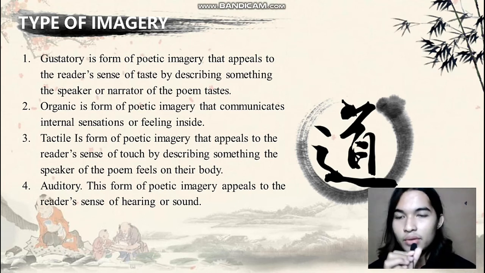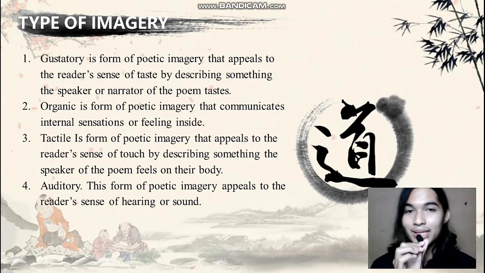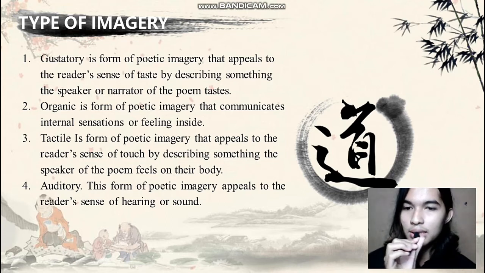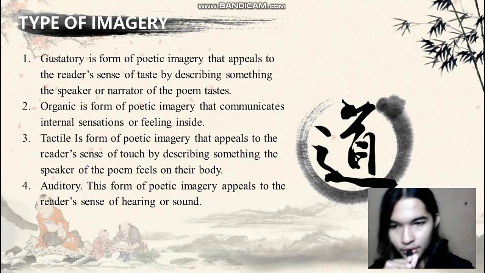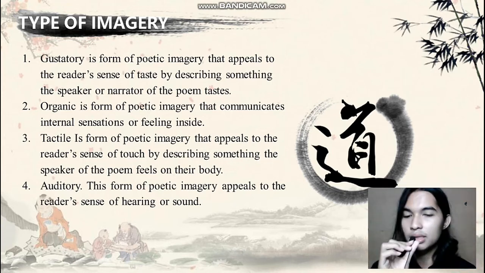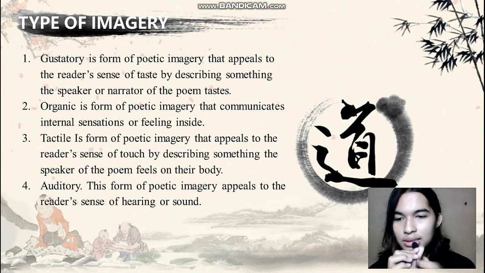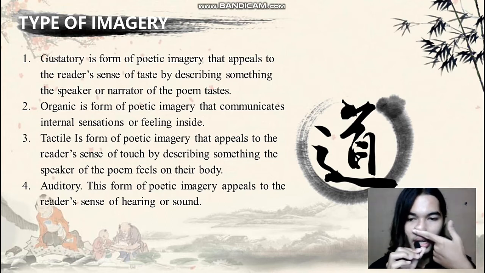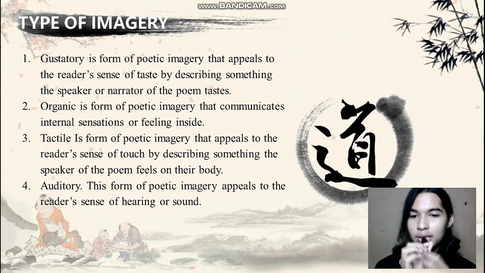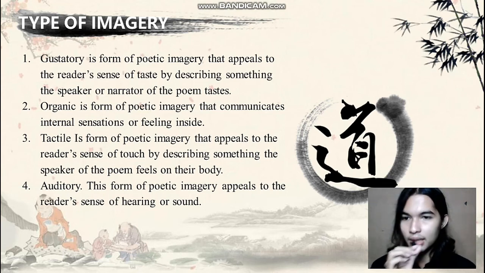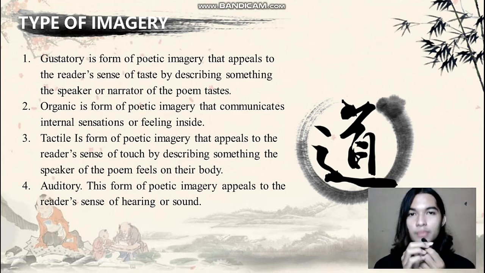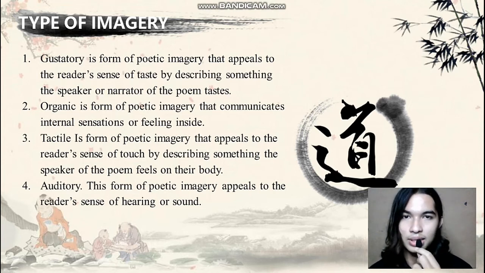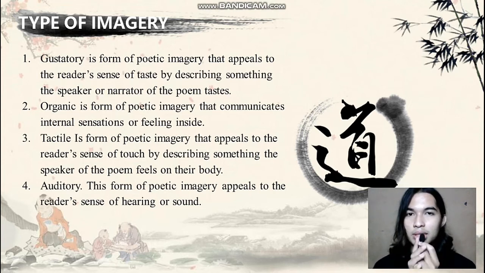And the last one we have auditory. This form of poetic imagery appeals to the reader's sense of hearing or sound. This is the way things sound. Literary devices such as onomatopoeia and alliteration can help create sound in writing. And that's all from me, 7 types of imagery. The next material will be presented by my other friends.